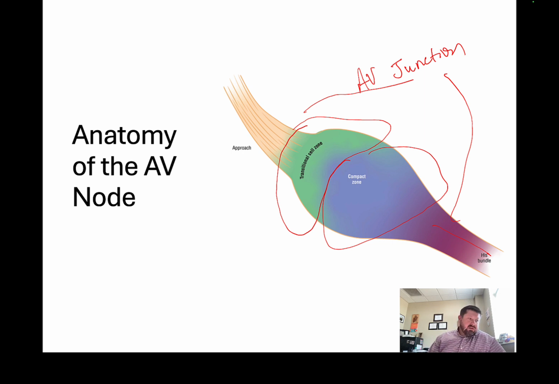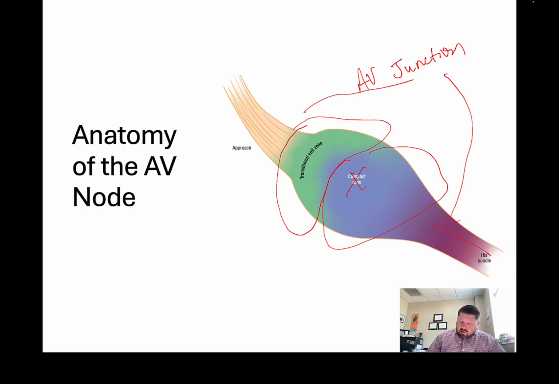The compact zone is the center or the core of the AV node itself, and it's very similar in structure to the SA node, same type of cells, same cell structure because of its pacemaker function. The compact zone is prone to function as a primary pacemaker, of course, if the SA node fails.